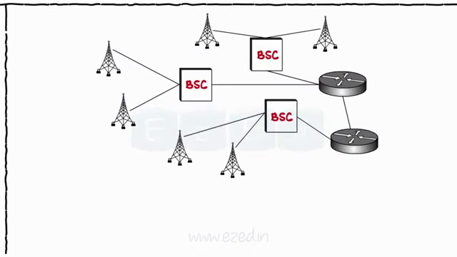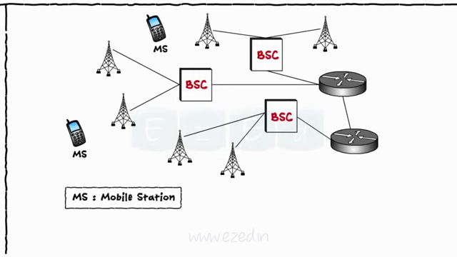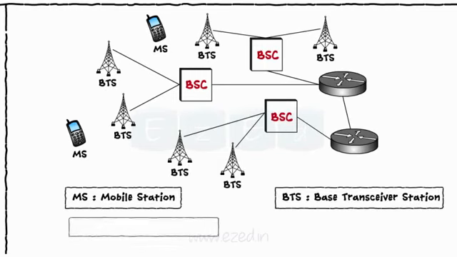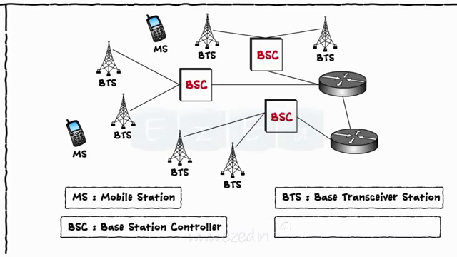Let's study the mobile phone system now. The basic structure of the mobile phone system is as shown, where MS means mobile station, BTS is base transceiver station, BSC is base station controller, and MSC is mobile switching center.